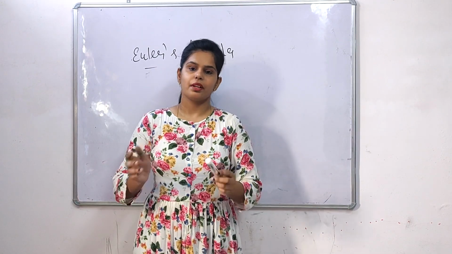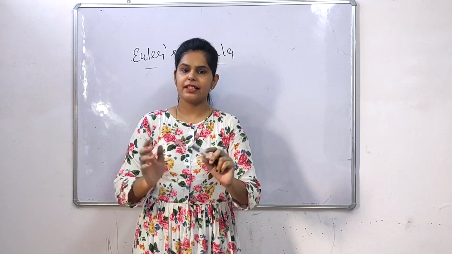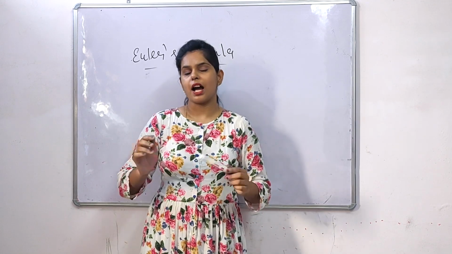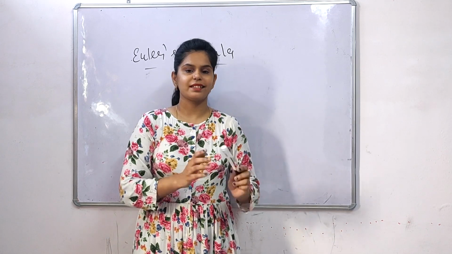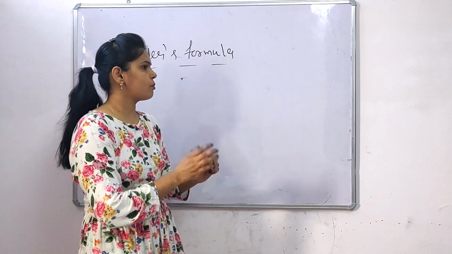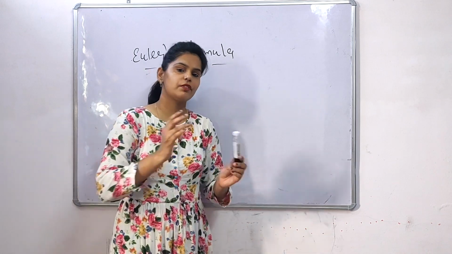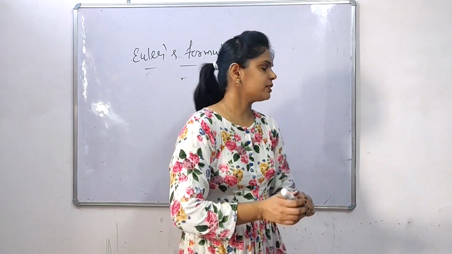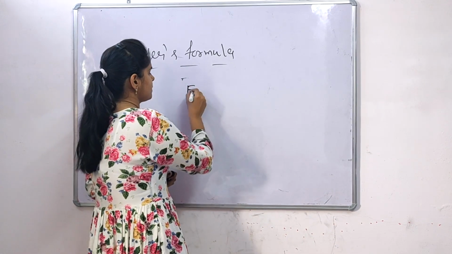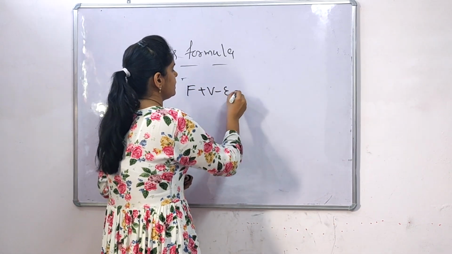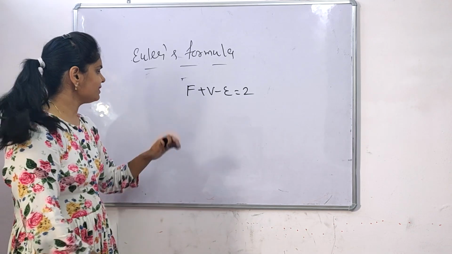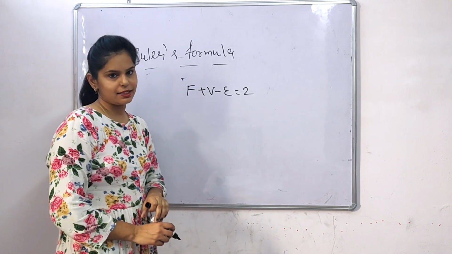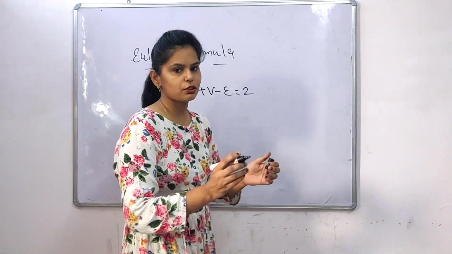Now let's come to the next topic, that is Euler's formula. So what is Euler's formula? Leonhard Euler, a famous mathematician, discovered this formula. This formula shows the relationship between faces, edges and vertices. So what is the formula? F plus V minus E equals 2. Means firstly you will add faces and vertices and subtract edges. So their difference will be equal to 2.